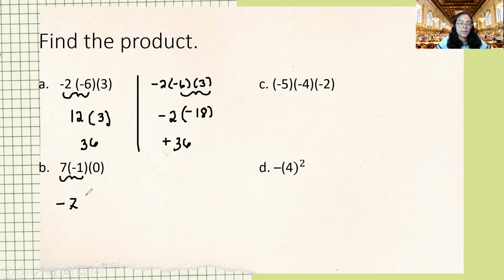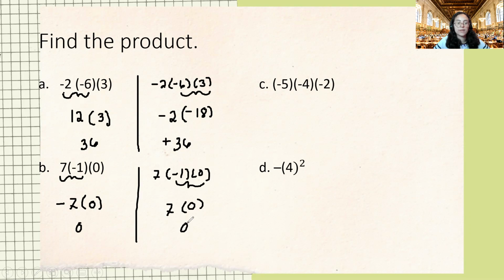So here I will bring down 0, and -7 times 0, well, anything times 0 will be 0. Okay? Or you can do it like this. You can multiply -1 times 0, and anything times 0 is 0. Then I can bring down my positive 7. 7 times 0, well, anything times 0 will give me 0.